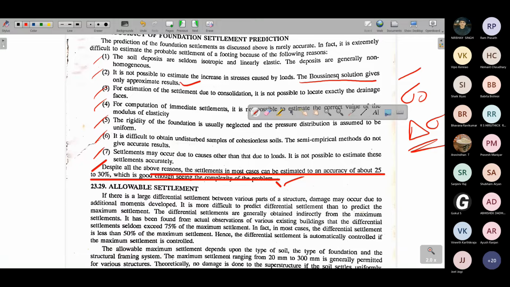Now this is all about immediate settlement and consolidation settlement. There are equations given by various people on how to find them. Now, what is the allowable settlement actually? How much do we generally allow? If you look here, this particular thing is very important.